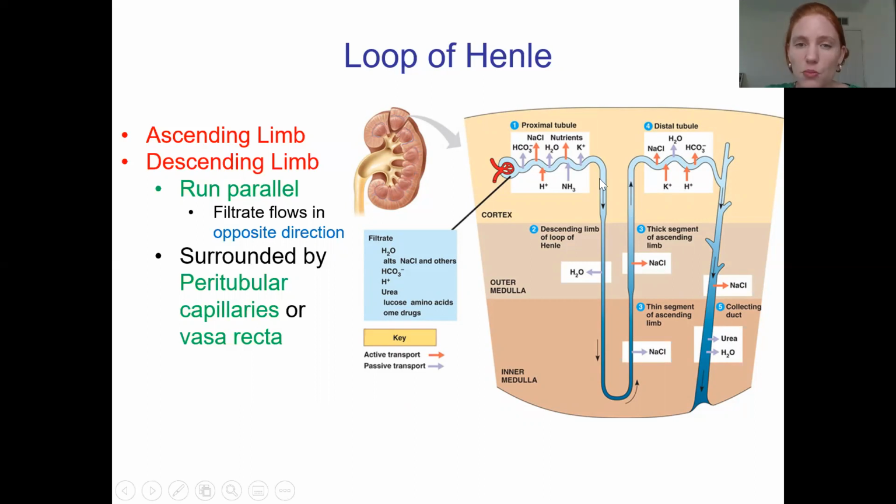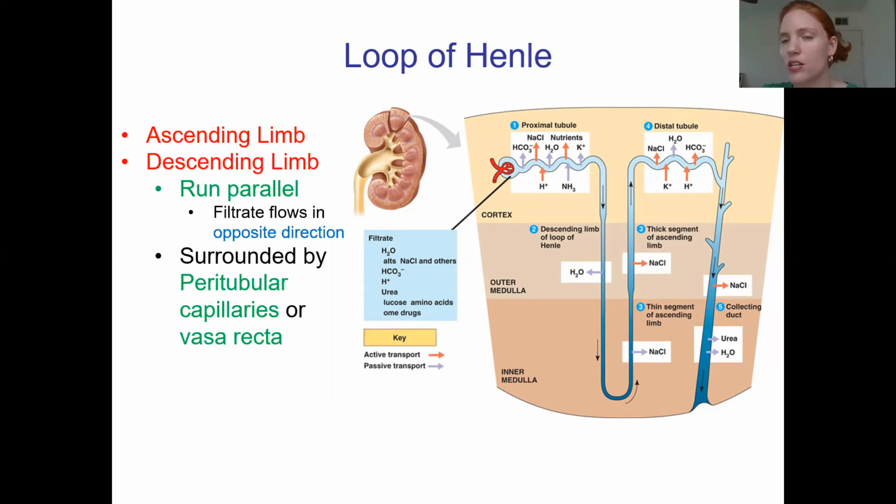So in the loop, notice that it goes into the medulla. So it goes down into the medulla, and it has two limbs. We have the descending limb first, then it does a little hairpin turn, and then the ascending limb next to it. So you have two limbs, and they're going to be flowing right next to each other, running in opposite directions. What happens here is they create a very salty environment, and that helps draw the water back out.